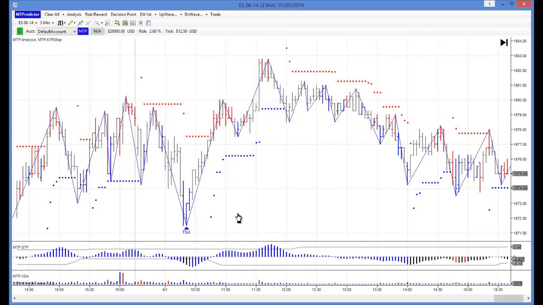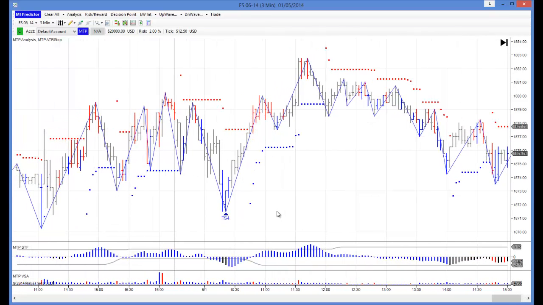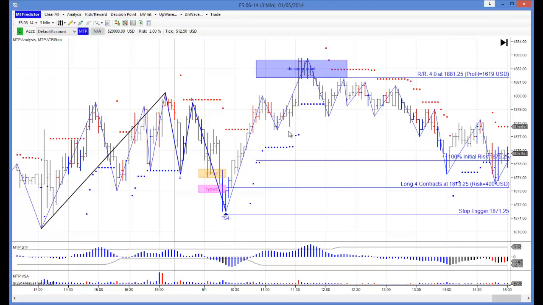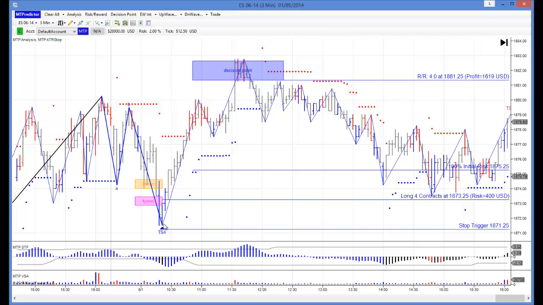Right, here's the ES. First of all, I want to start with a standard MTPredictor trade setup on the ES, which was this TS4 buy setup here, because the STF was blue stroke black. Therefore, all MTPredictor traders could have taken this one. If I place the analysis on, you see the market basically went from here right up into the first target, where a lovely 4R profit was available.